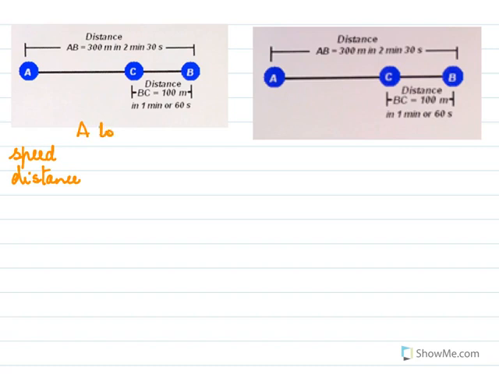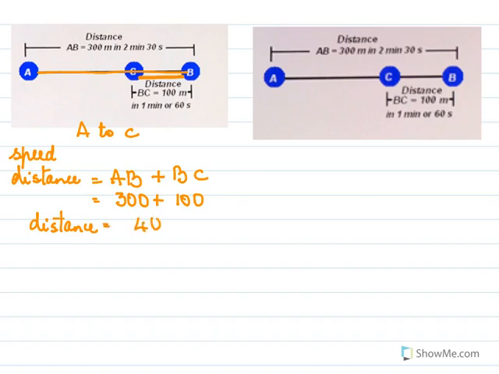This is from A to C. Now the distance he travels from A to C will be, first he'll go right up to AB, and then he comes back to C. So AB plus BC. AB we know is 300 and BC is given to us as 100. So the distance will be 400 meters. Now we need to know the time.